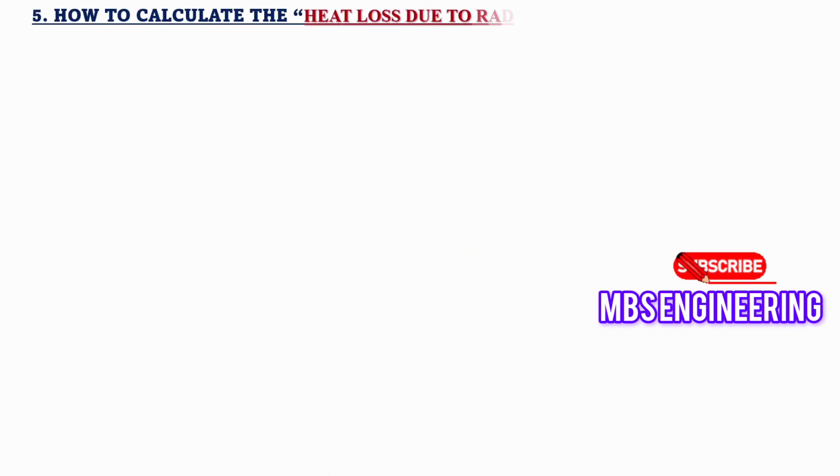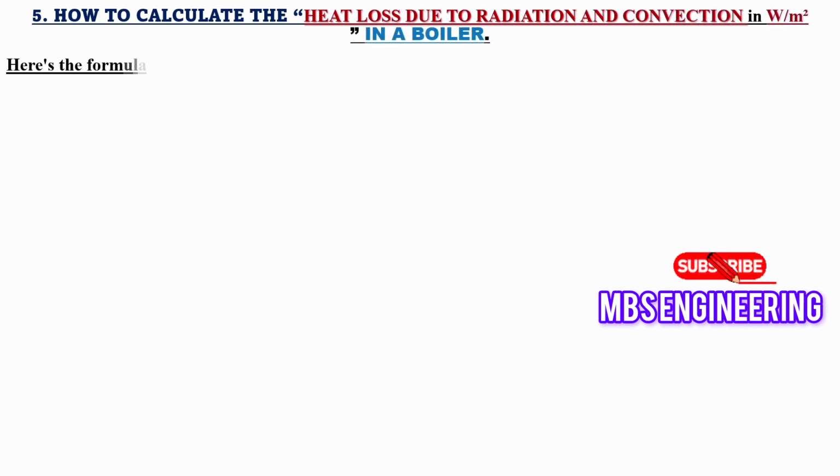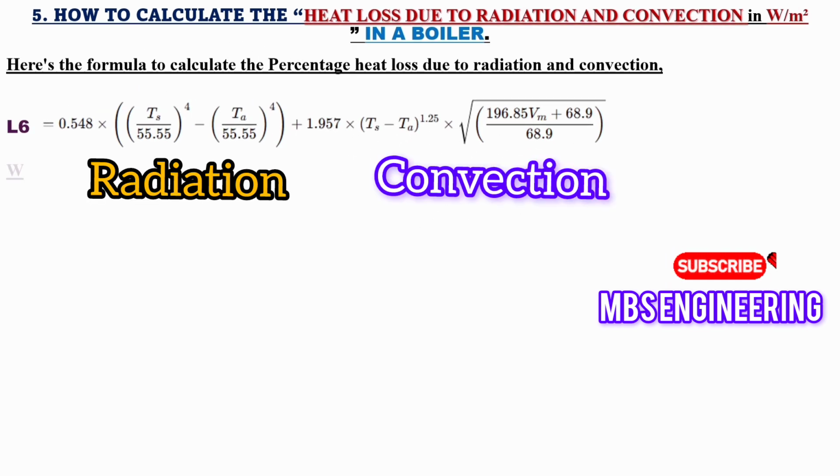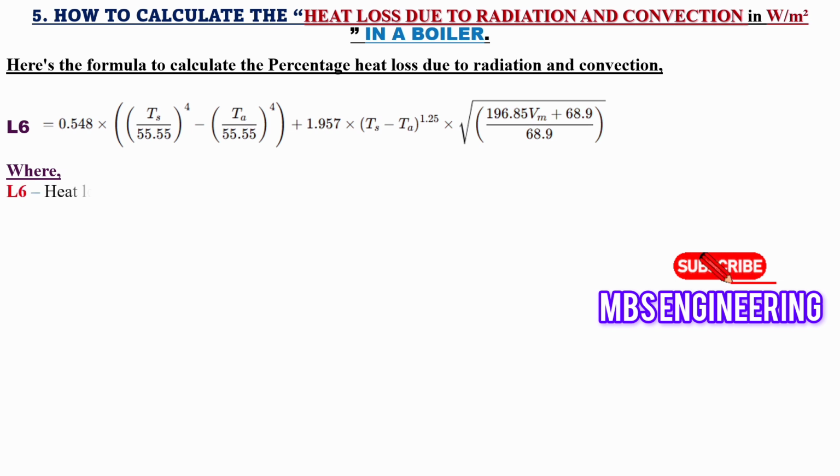Next, we will learn and understand how to calculate the percentage heat loss due to radiation and convection in watt per meter square in a boiler. The formula below is used to calculate it. L6 is equal to the sum of the radiation heat loss plus convection heat loss, where L6 is the heat loss from surface due to radiation and convection in watt per square meter. We need to calculate it.